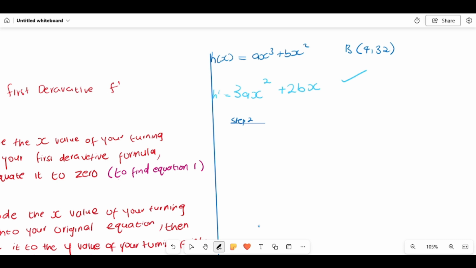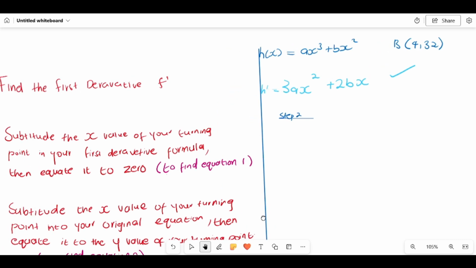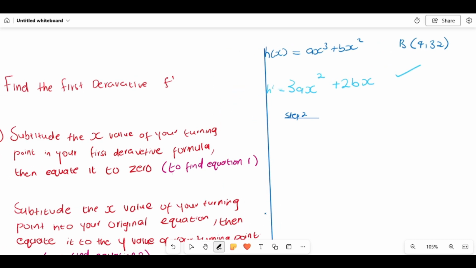All right. Now remember, I'm still on step 2. And what is it that I need to do on step 2? I need to substitute the x value of my turning point into my first derivative formula. So doing so, it's going to be 3a multiplied by the x value of my turning point, which is 4, plus 2b multiplied by 4. And here, as mentioned, we need to equate this to 0.